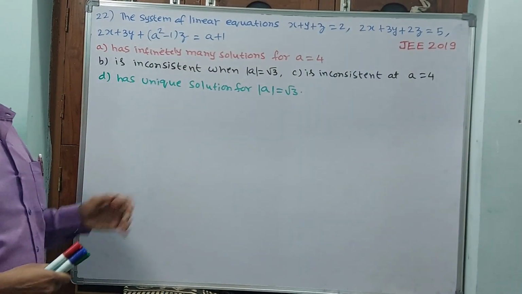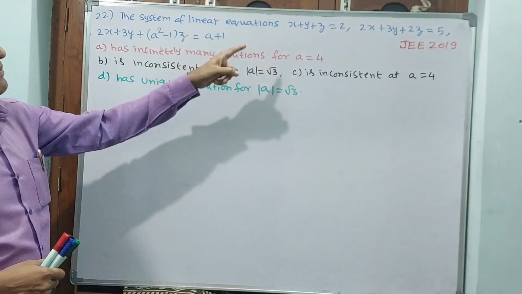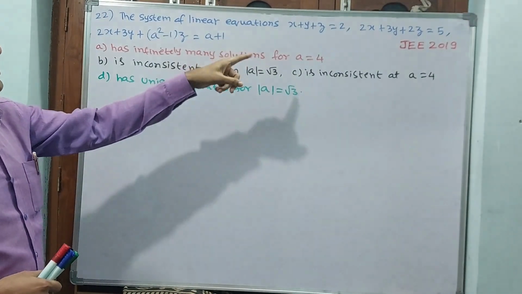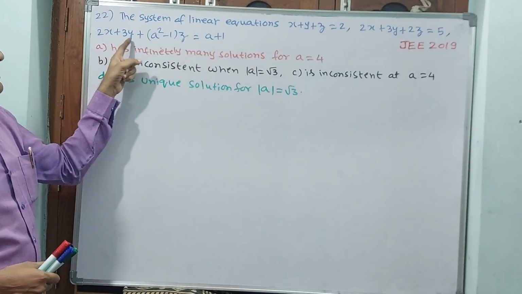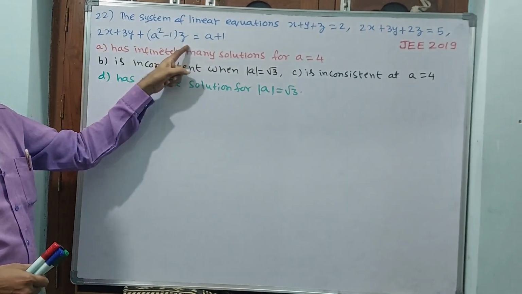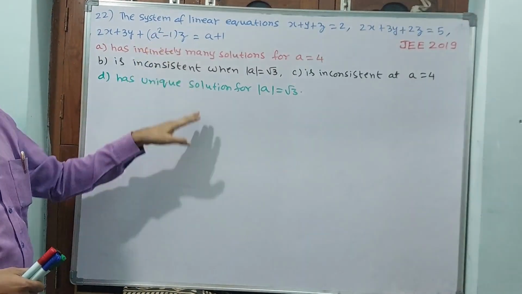Okay, see question number 22. The system of linear equations x plus y plus z is equal to 2, 2x plus 3y plus 2z is equal to 5, 2x plus 3y plus (a square minus 1) into z is equal to a plus 1. See here, a we don't know. Based on a, they are giving the answers.